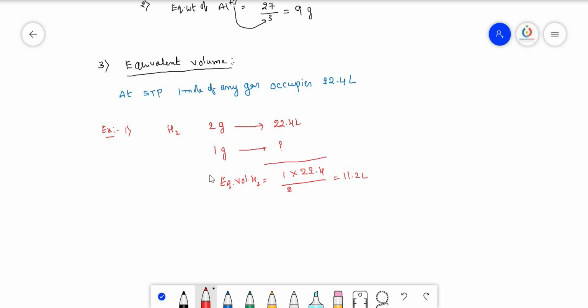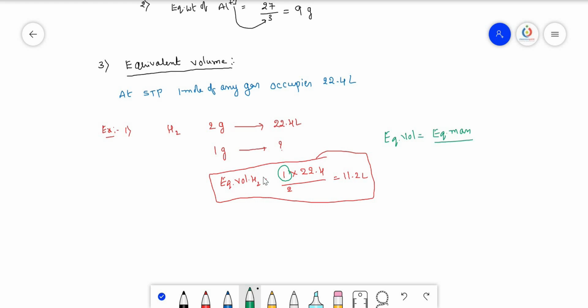So from this we can develop one formula to calculate the equivalent volume. So that formula is: equivalent volume is equal to, what is this? This is the equivalent mass, so equivalent mass divided by, and what is this? This is the molecular mass, so molecular weight, into 22.4. This is the standard value, 22.4 liters.